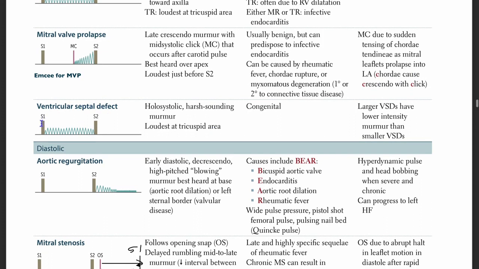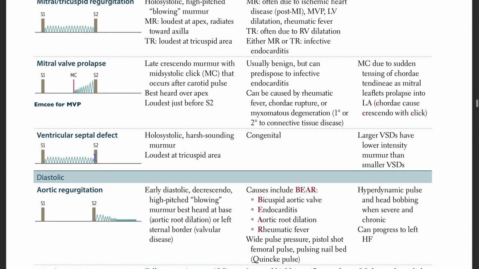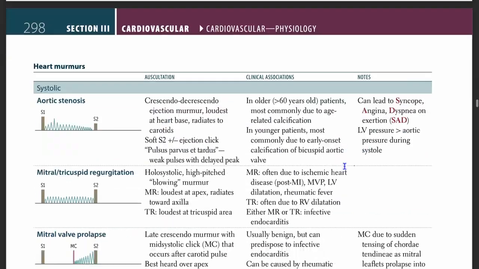Ventricular septal defect, again holosystolic. Yeah, no, just the systolic ones. Systolic harsh sounding murmur, loudest at the tricuspid area. Congenital. Larger ventricular septal defects have lower intensity murmur than smaller ones. Okay, and that takes care of that.